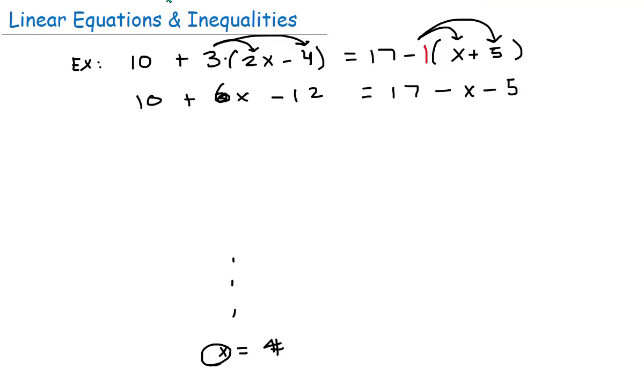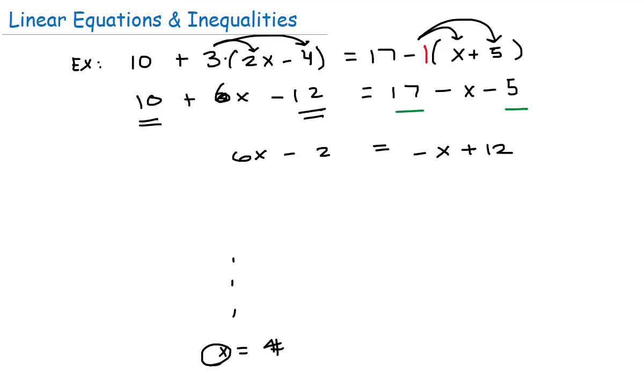Alright, let's put some numbers together everywhere we can. So notice that we have constants on the left side that can combine. 10 minus 12 is negative 2, so 6x minus 2 when we put those together. And then over here 17 and minus 5, so we get that that's going to be negative x, and then that's a positive 12. Okay, and you could have said 12 minus x, and that's the same thing.